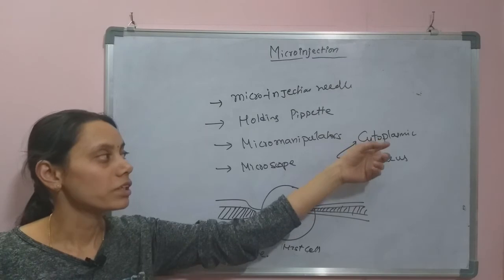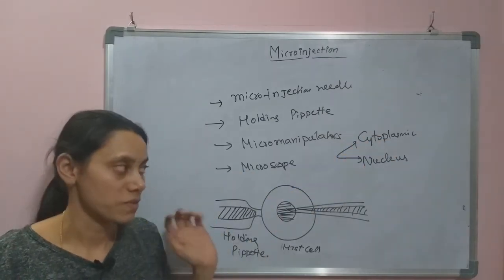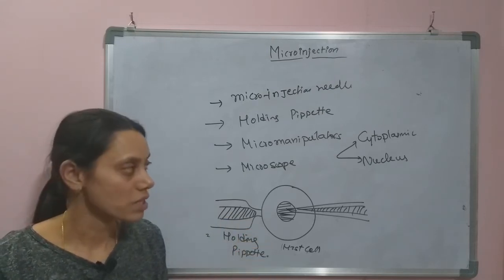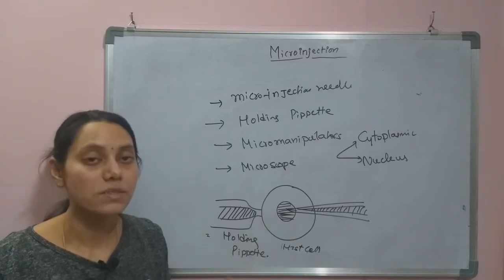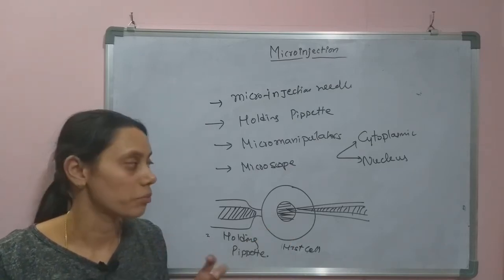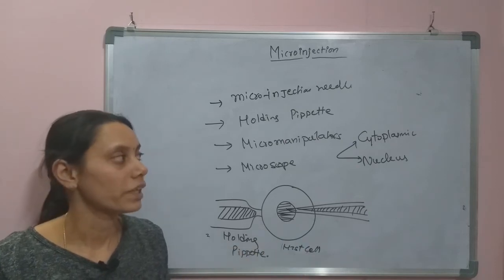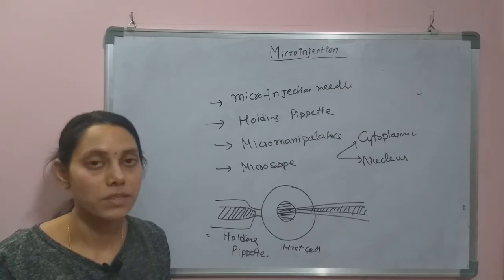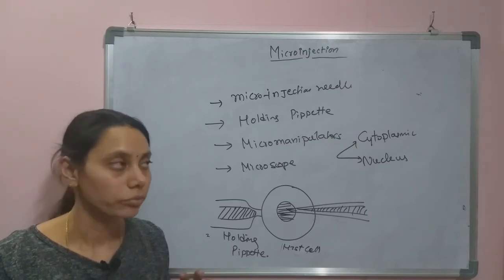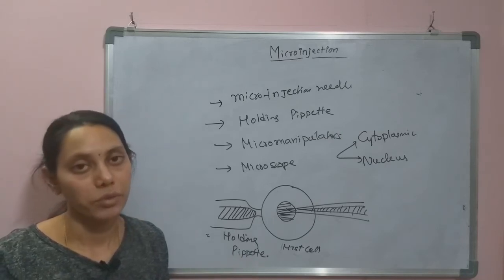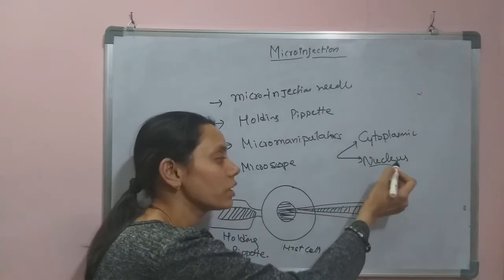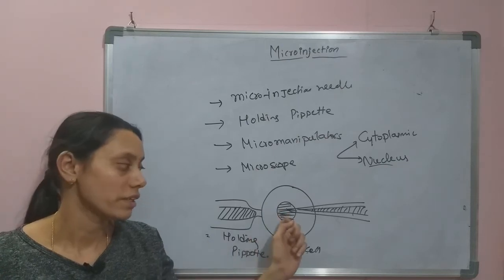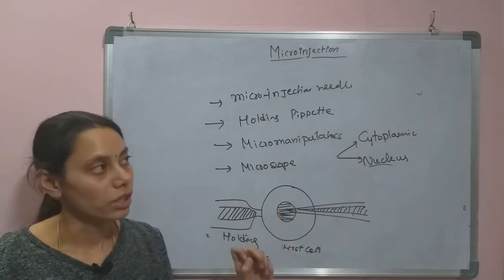If we introduce DNA with cytoplasmic injection, the DNA may eventually be lost. Basically, cytoplasmic DNases will degrade whatever DNA is present in the cytoplasm. So it may eventually be lost, and the half-life of DNA introduced inside the cytoplasm will be between 50 to 90 minutes or so. Nuclear injection is employed to introduce the DNA directly inside the nucleus of the host cell, so that it will be integrated.